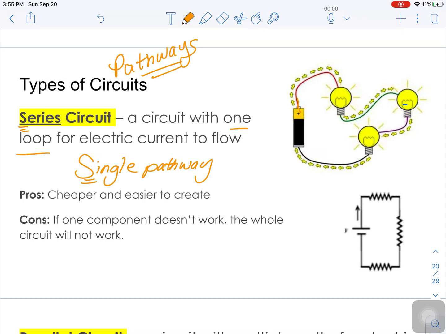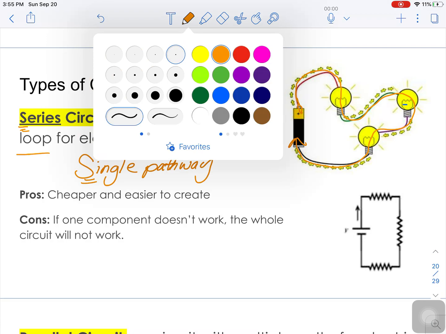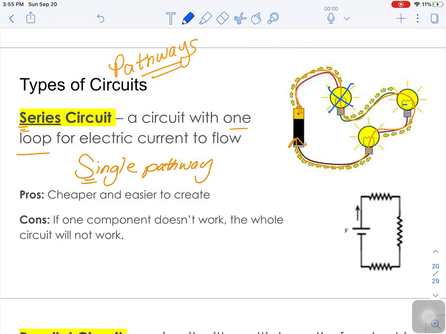All right, so we look here. In this circuit, there's only one pathway for that electricity to flow. So what happens, guys, is if this bulb burns out, are these other ones going to light? No. So maybe you've had this happen with holiday lights where when one bulb burns out, then the whole rest of the strand doesn't light.